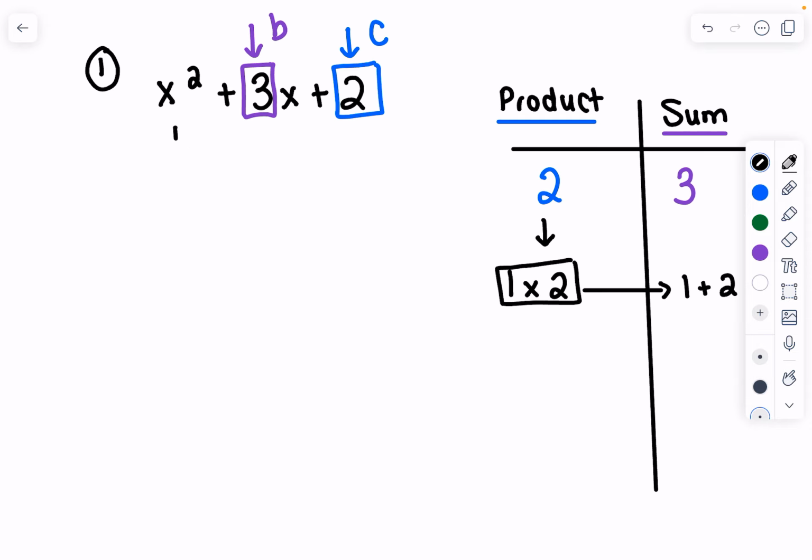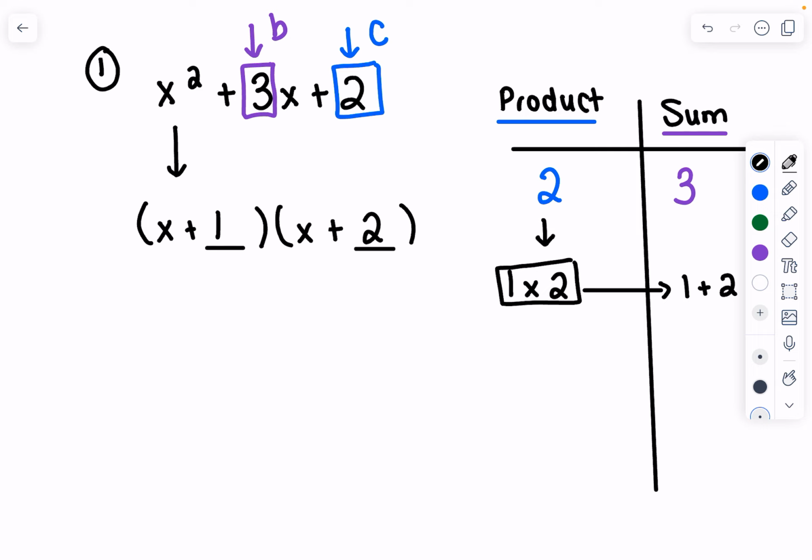How you rewrite this is you're going into factored form. Again, we're only dealing with positives, so it will always open up as the following form. So x plus factor 1, x plus factor 2. Okay, you're going to take those 2 numbers and you're going to apply them. So we have plus 1 and plus 2. Boom, you just factored.